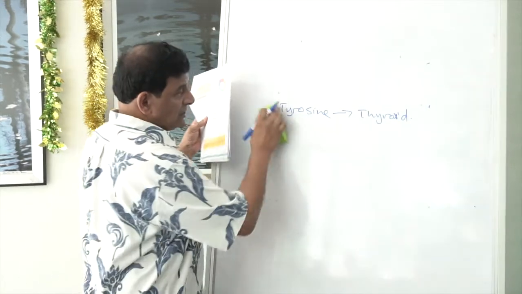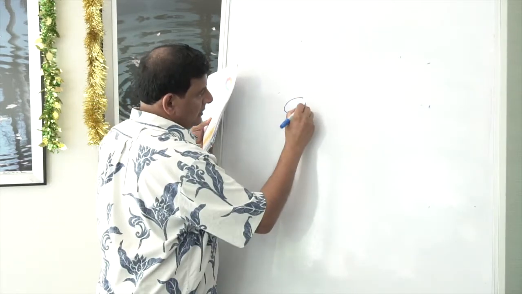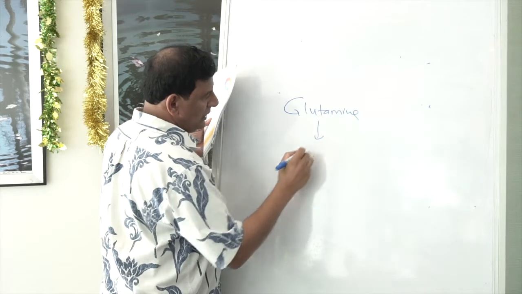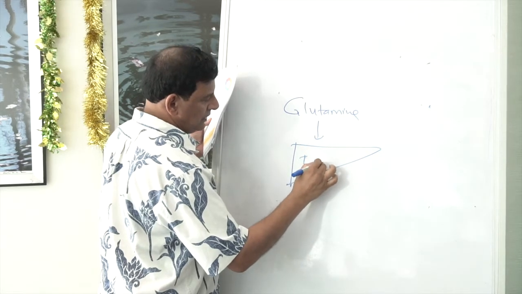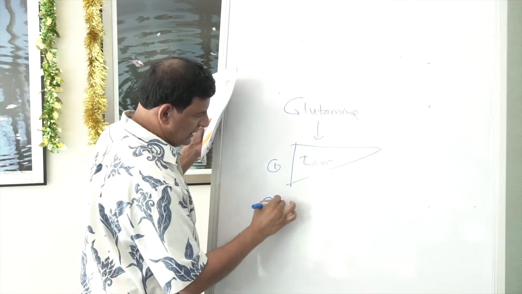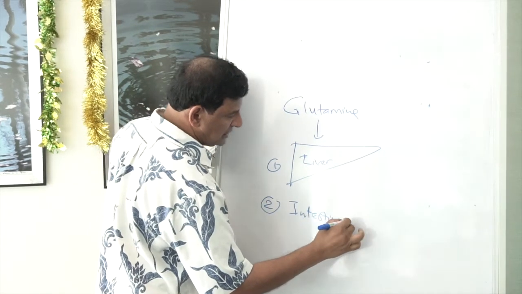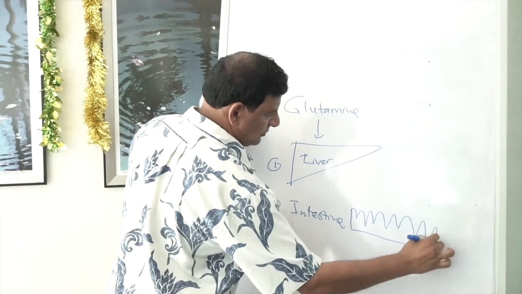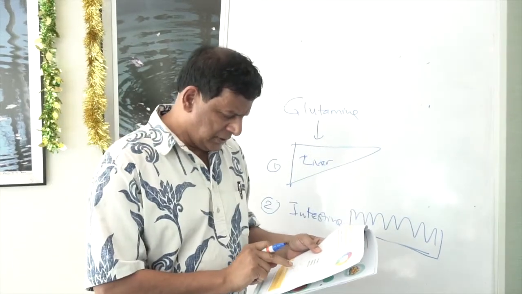The other common amino acid deficiency you find is glutamine. Glutamine is for the liver, for detox, and that is number one. Number two is the intestine. It is the main energy for the intestines. Okay, 1, 2, 3.